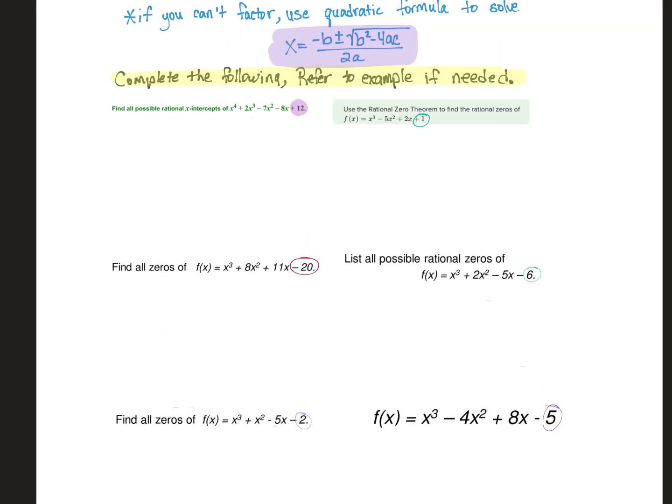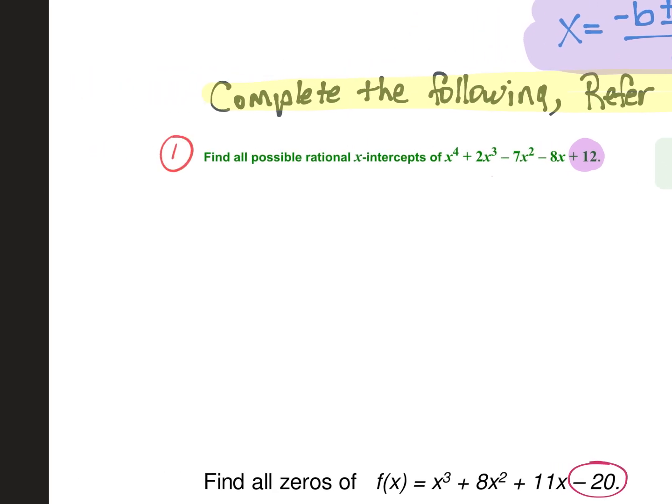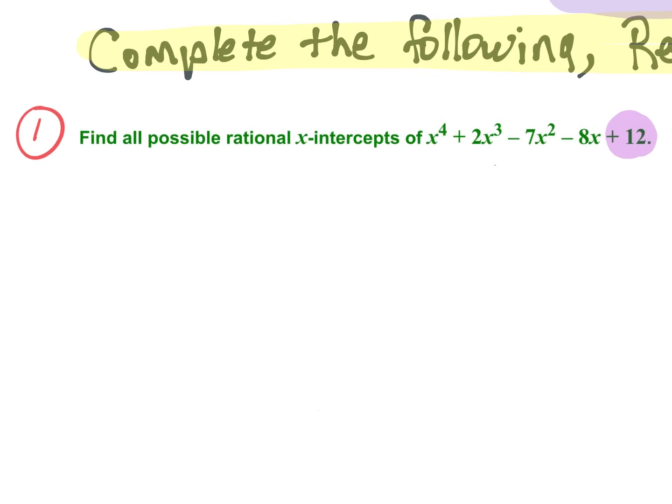But let's look at this first one. How many answers should I get for this first one in the top left? We'll call this number 1. I should get 4 because the highest exponent is 4. So I can't do anything here. I can't group or anything like that because it's not going to work.